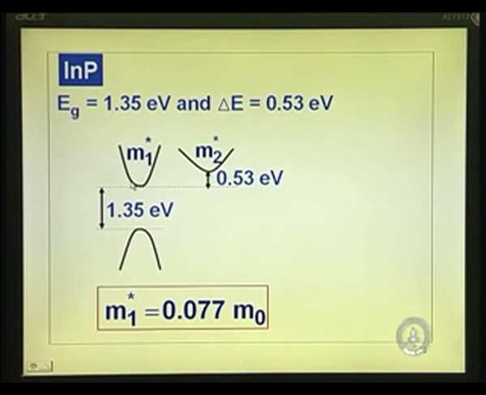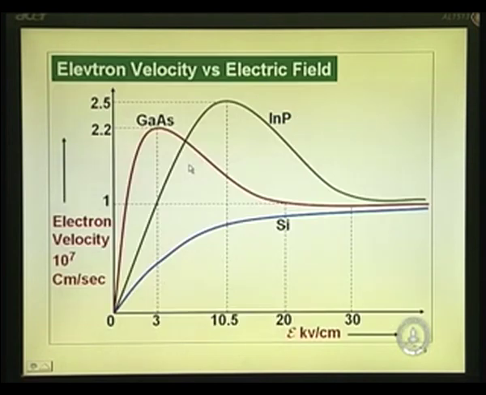Now, the effective mass here is not as low as that of gallium arsenide, but slightly higher, 0.077. That gives the mobility of electrons in indium phosphide slightly lower than that of gallium arsenide, about 4,500 or so, or around 5,000. Okay. So, here this is almost comparable. Now, let us see what happens because of that.